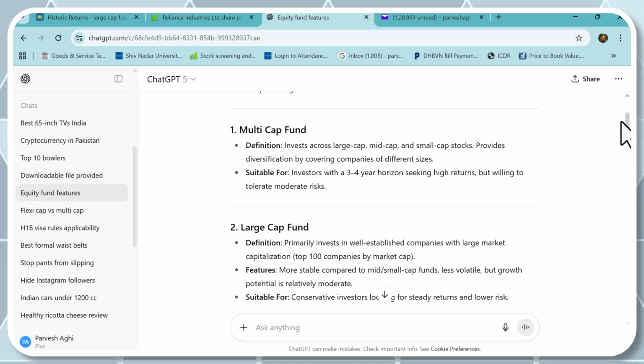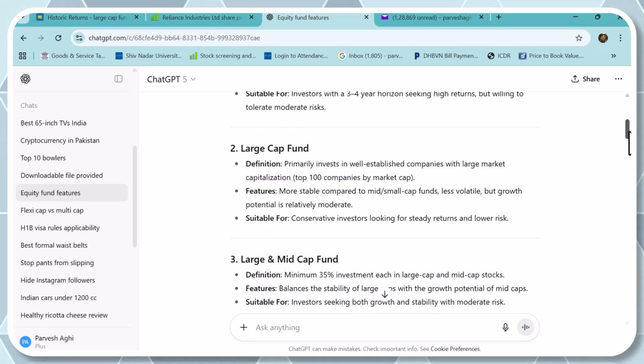Basically, just to repeat, can you just read this, Shriti? Yes, sir. Large cap. Primarily invests in well-established companies with large market capitalization. Top 100 companies by market cap. More stable compared to mid and small cap funds, less volatile but potentially relatively moderate growth. Conservative investors looking for steady returns and lower risk. So basically, large cap means the top 100 companies of India in terms of market cap. So those companies are going to grow, but the risk is less compared to the other caps.